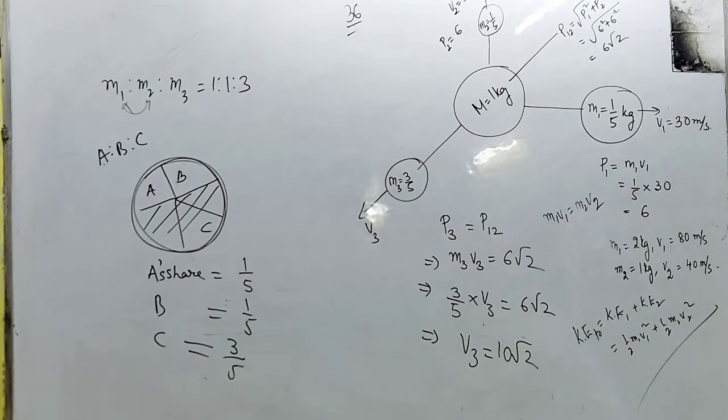So the answer is 4.8 kilojoule, which is 4800 joule. We write 4.8 into 10 to power 3 joule. 10 to power 3 is known as kilo, so 4.8 kilojoule.